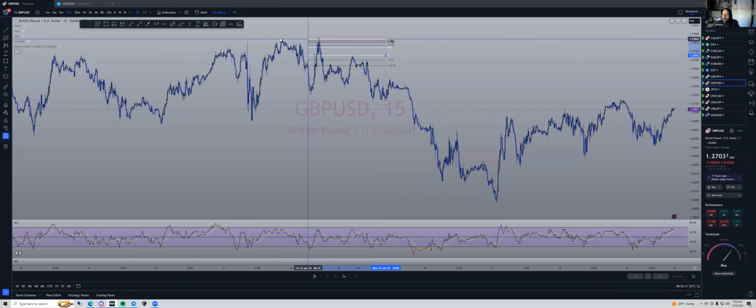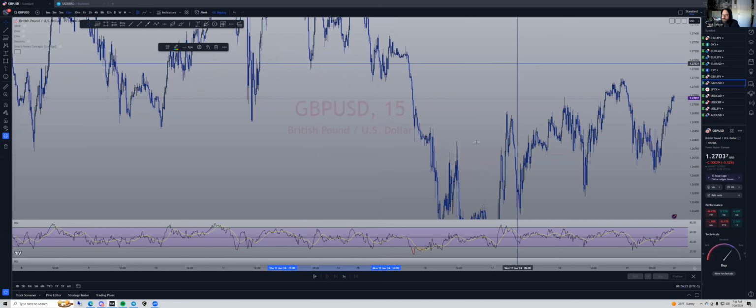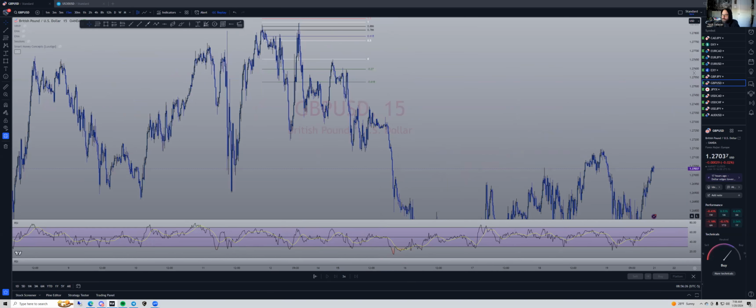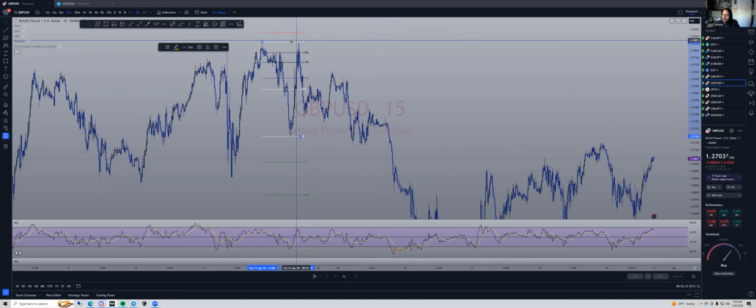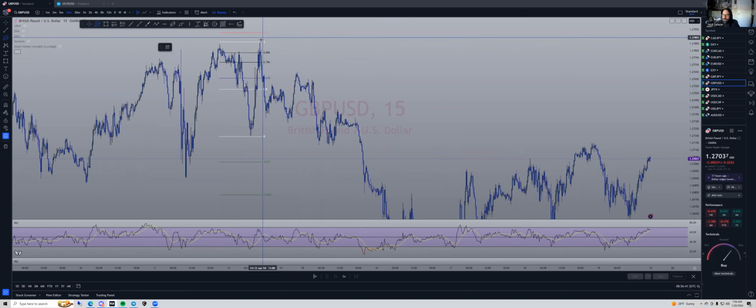I kind of want to start right here. Okay, we'll start right there. We're going to zoom in on this so you can see a little better. But let's pick the top. Okay, there's the low. It came back up. It gave us a double top, but it did not hit our stop loss. Okay, so there's one Fibonacci.